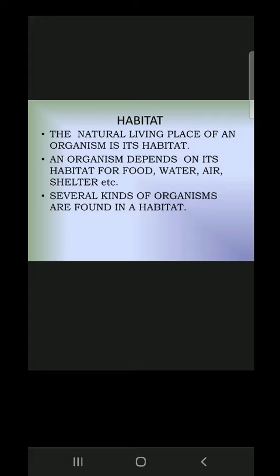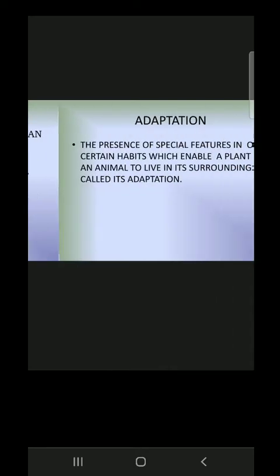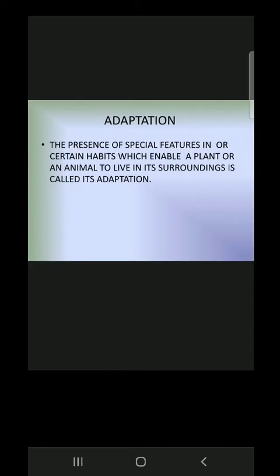The natural living place of an organism is its habitat. An organism depends on its habitat for food, water, air, and for shelter. Several kinds of organisms are found in a habitat. So what does adaptation mean? The presence of special features or certain habits which enable a plant or an animal to live in its surroundings is called its adaptation.